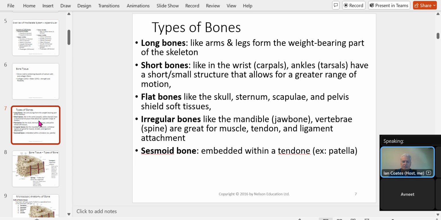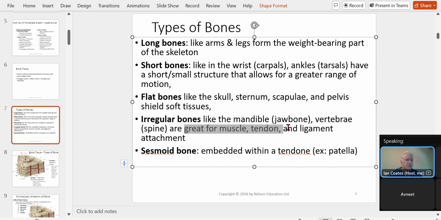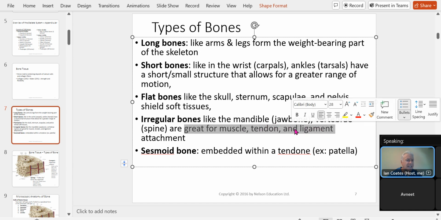Flat bones, like the skull, sternum, scapula, and the pelvic girdle, have a different function, different anatomy, different physiology. Irregular bones, like the mandible and the vertebrae of the back. Strange, when we have a look at the vertebrae, they are the oddest of them all, okay? But the reason they're odd is it's great for muscle, ligament, and tendon attachment.